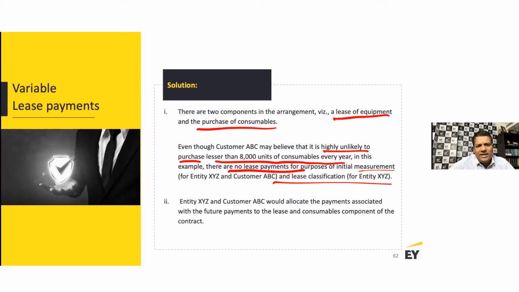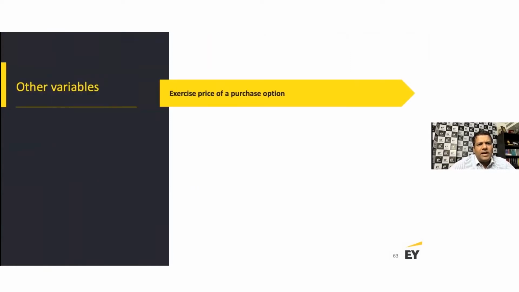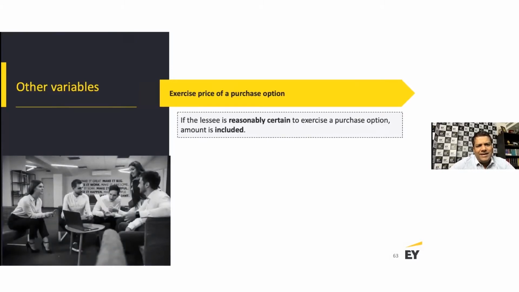Entity XYZ and customer ABC would allocate the payments associated with the future purchases to the lease and consumable components of the contract, right? So now let's move forward to understand some of the other variables in a lease contract. Other variables could be a purchase option, right? The exercise price of a purchase option. If the lessee is reasonably certain to exercise a purchase option, that amount is included, right?